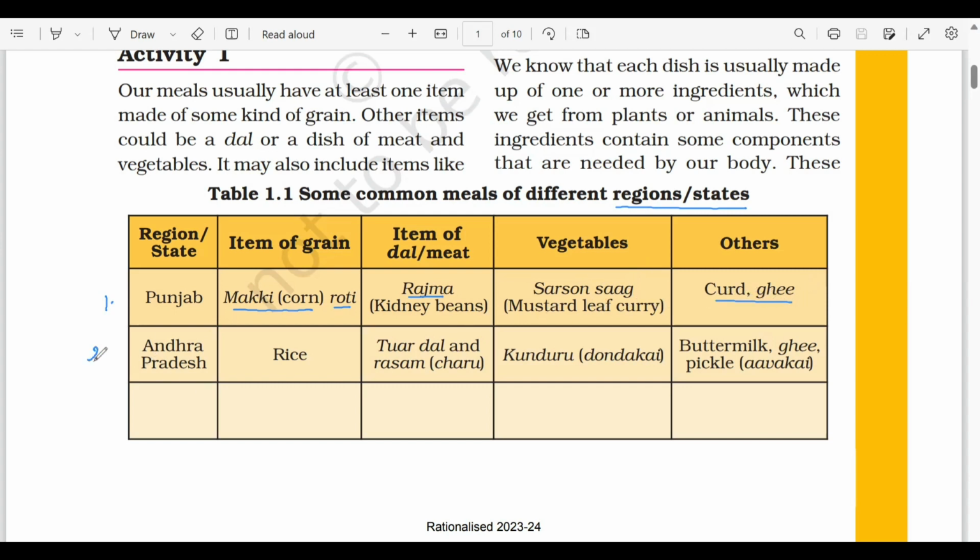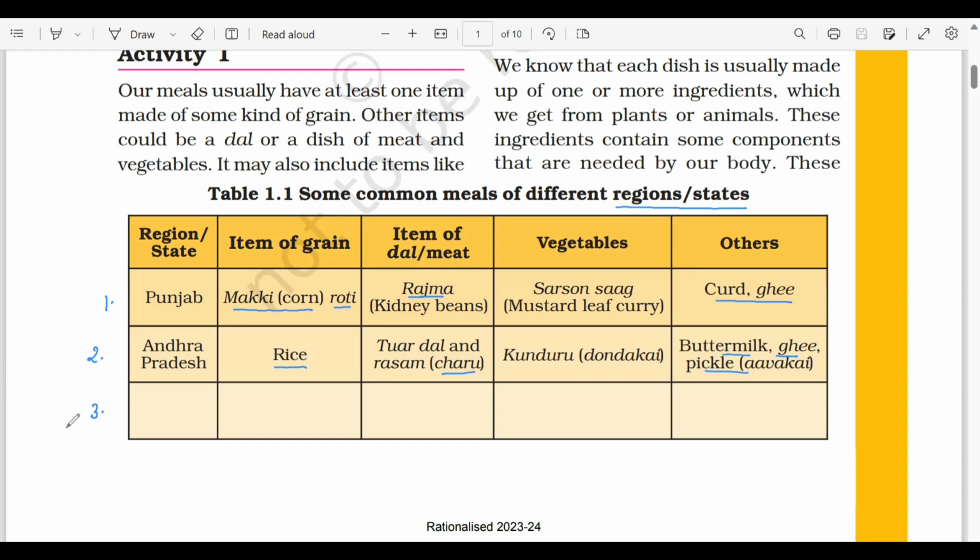Let's take up another example, Andhra Pradesh. Andhra Pradesh usually consumes rice along with tur dal and rasam. Rasam is also called as charu. Then the vegetable most commonly found over there is kundru, along with buttermilk, ghee and pickle. Now there is one blank, so you can fill up this blank row and write about your own state, grain, dal or meat eaten, vegetable, and what is taken along with these meals.